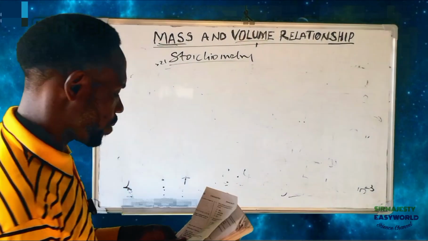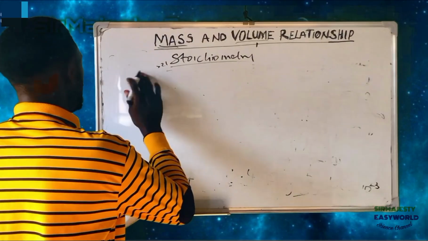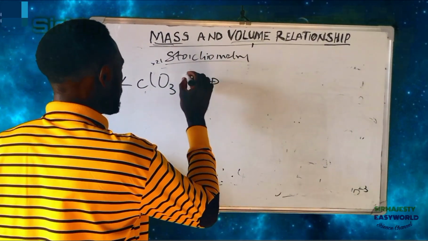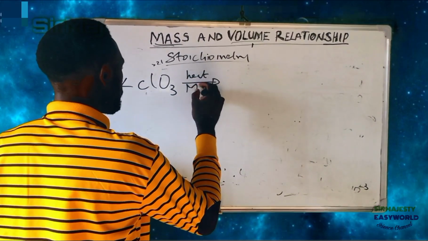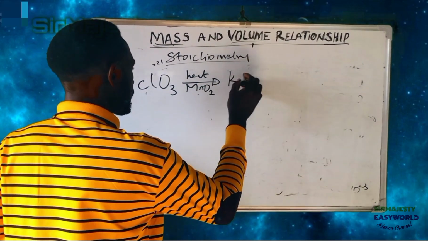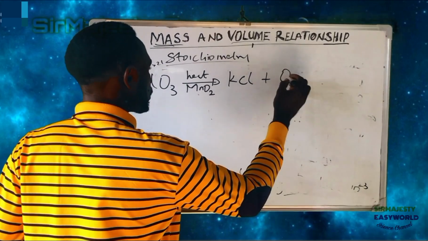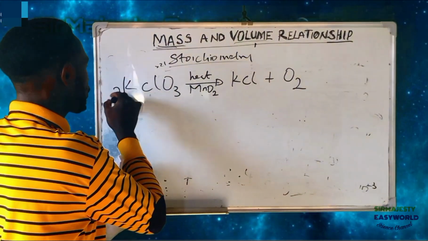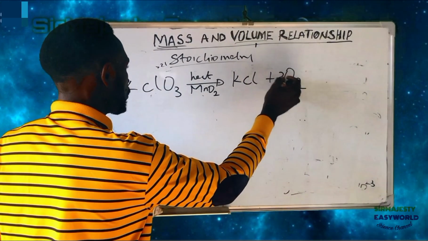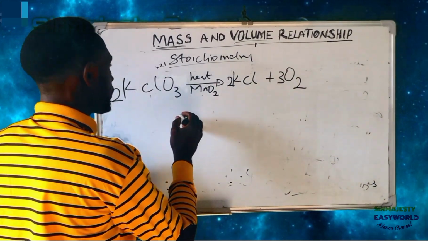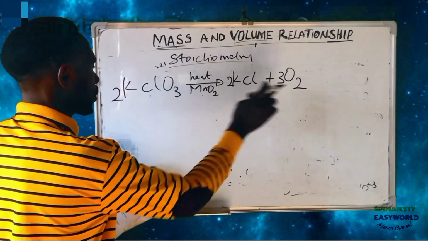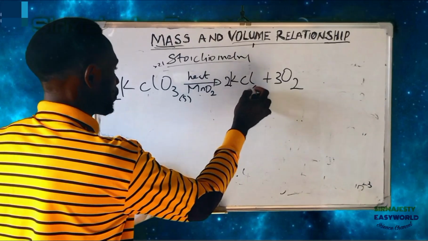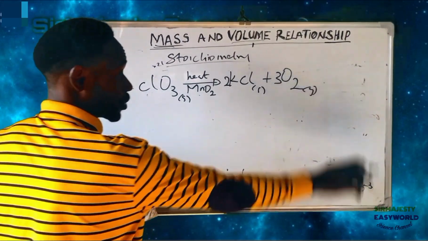All right, they are talking about decomposition of KClO3. KClO3 decomposes on heating. Remember, if you heat this in the presence of manganese(IV) oxide as a catalyst, it gives you KCl plus oxygen gas. So you must balance this equation properly. If we introduce 2 here, we will be forced to introduce 3 here and introduce 2 here. So let's check: oxygen is 6, oxygen is 6, chlorine is 2, chlorine is 2, potassium is 2. States of matter: this is solid, of course, this is solid, this is gas. This is the laboratory preparation of oxygen.